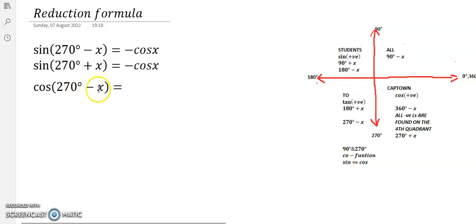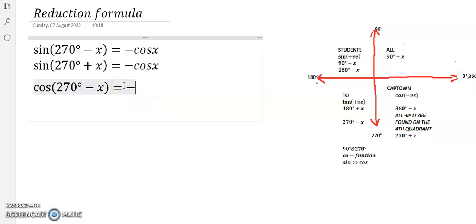270 degrees minus x is found on the third quadrant, and on the third quadrant cos is negative, then we're gonna get negative. However, on 270 degrees, there we have the cofunction, meaning that we're gonna get sine of x.